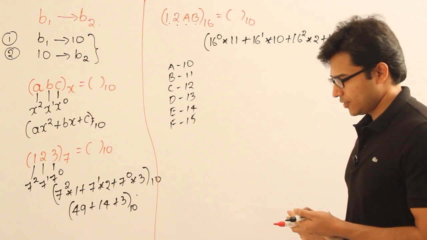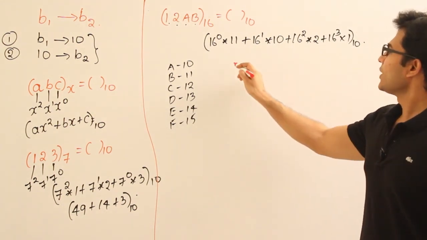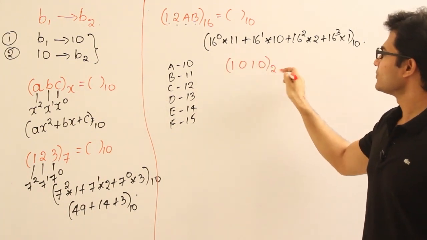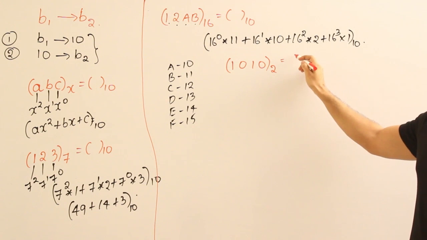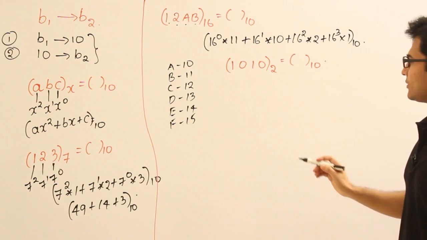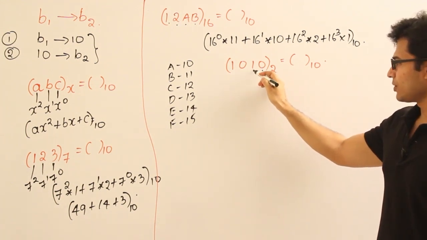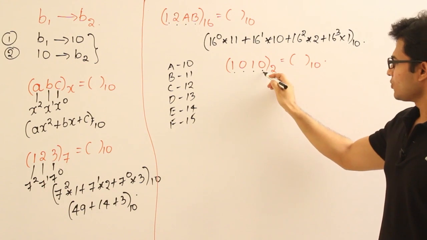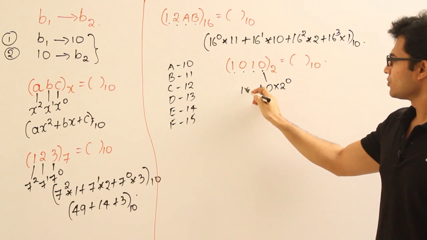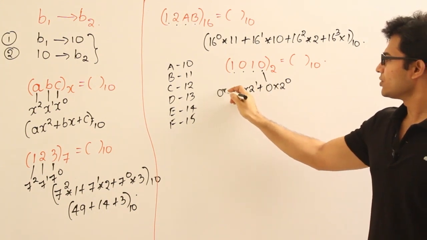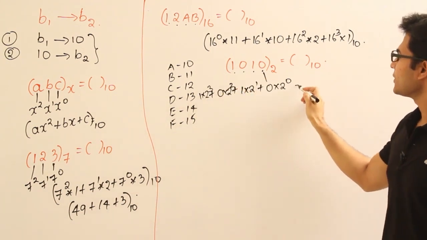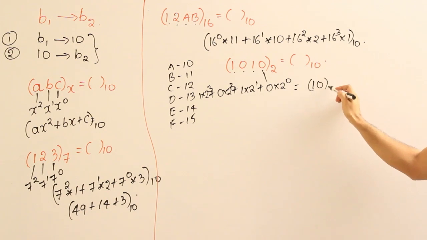I'll tell you one more example. If you have 1010, this is base 2. What does the number represent in base 10? If this is the question asked, how can you solve it? Again, take the weights: 2 power 0, 2 power 1, 2 power 2, 2 power 3. So 0 into 2 power 0 plus 1 into 2 power 1 plus 0 into 2 power 2 plus 1 into 2 power 3. If you sum them up, it is going to be 10 in base 10.